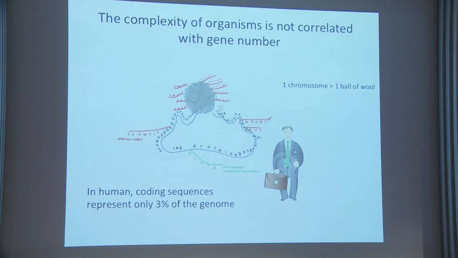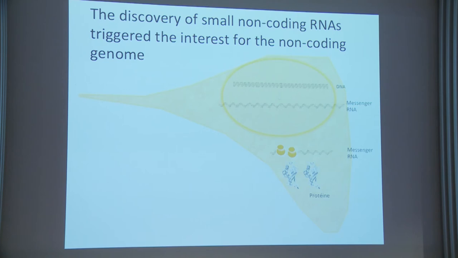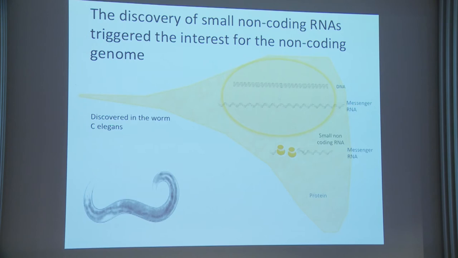For a long time, this non-coding genome was of no interest at all. Again, it was called junk DNA. And then the discovery of small non-coding RNAs triggered the interest in the non-coding genome. The non-coding RNAs include the microRNAs that I'm sure you heard about many times. They were discovered in C. elegans, and they are very small RNA sequences which bind to the messenger RNA and prevent the synthesis of protein, the translation of the messenger RNA.